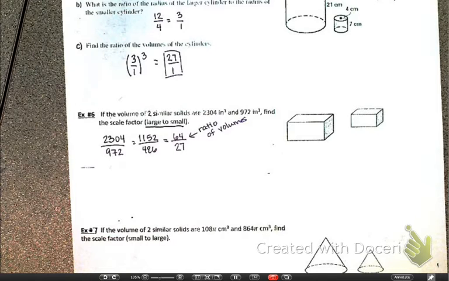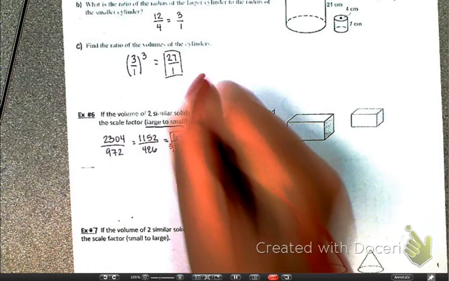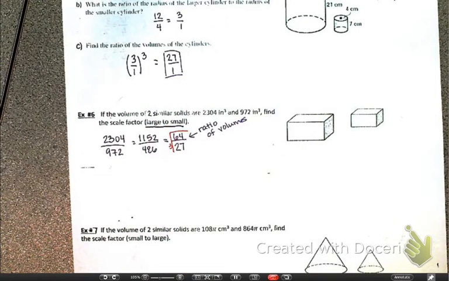But we have to now work backwards because I want scale factor. So let's just kind of think for a second. If I had scale factor and I went to ratio of volumes, I cubed it. But now I have ratio of volumes and I'm going backwards to scale factor. Any guesses on what I might do? Not the square root, but close. We're going to take the cube root. The cube root.